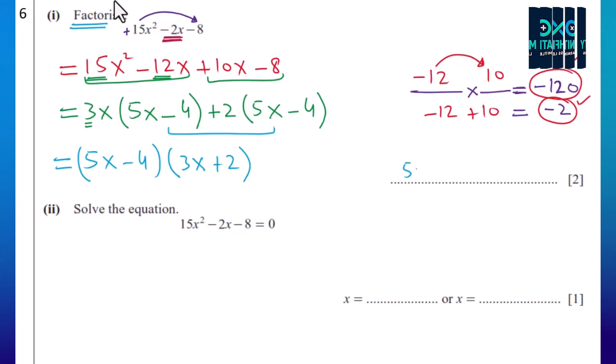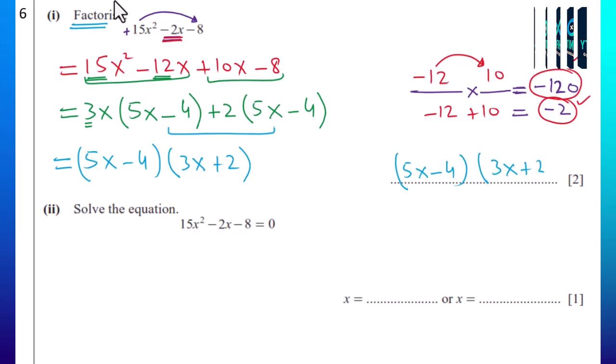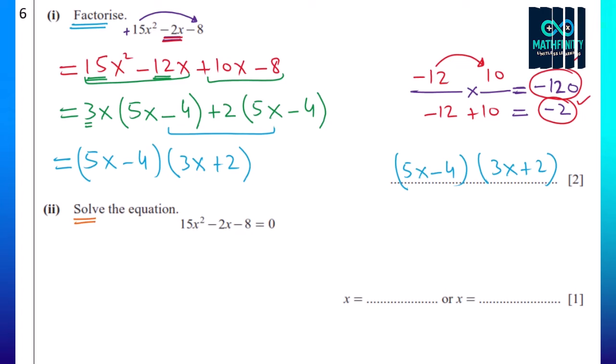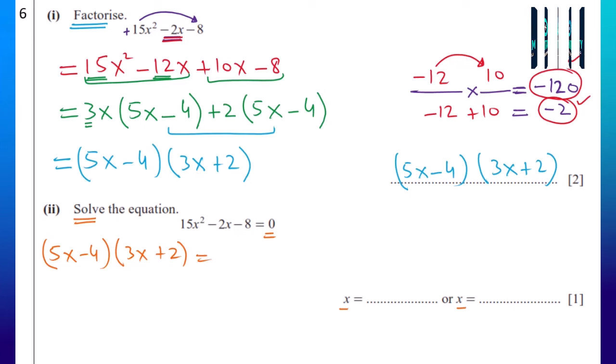5x minus 4 and 3x plus 2. These two are the factors. But now in the B part, they are asking to solve. Solve means we have to find the value of the given variable. And you can see they are asking for the values of x. So the same factors, now you have to write equal to 0. So here you have to write 5x minus 4, 3x plus 2 equal to 0.